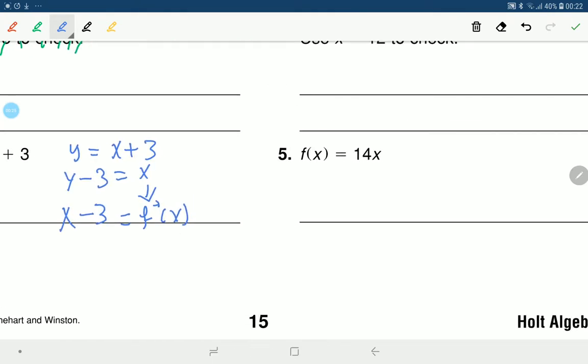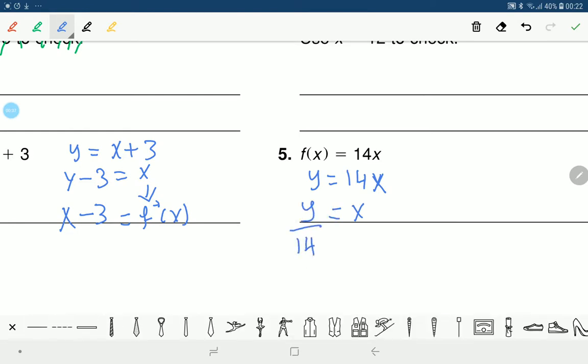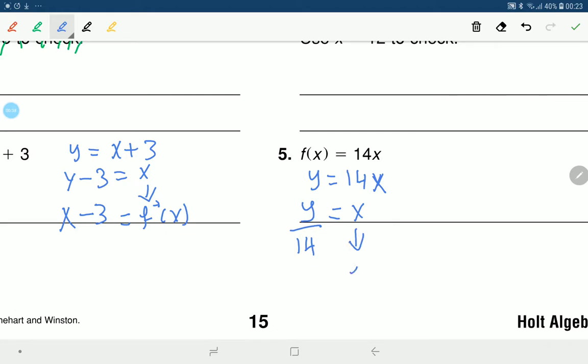When f of x equal 14x, y will be equal 14x. Make x the subject. So we will get x equal y over 14. And x will be the inverse, f inverse of x, equal x over 14.